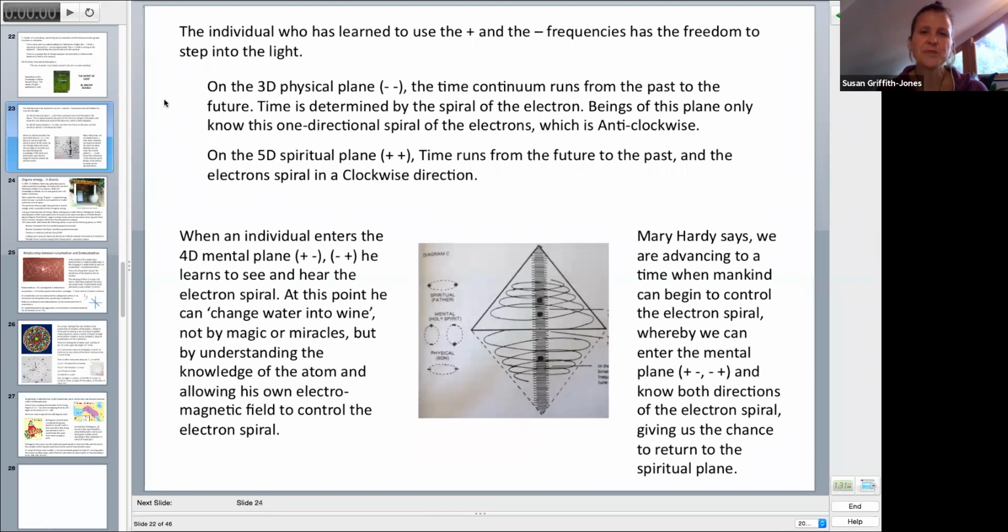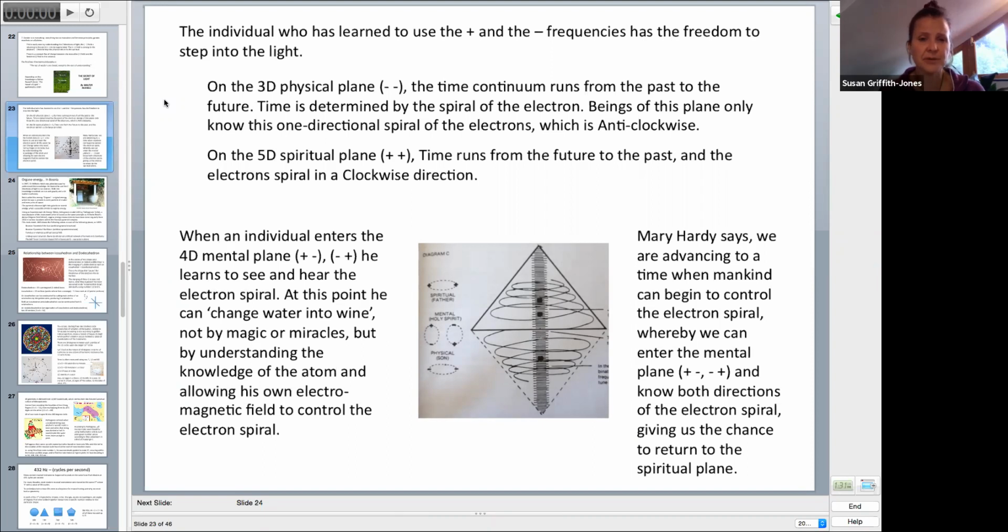So the individual who's learned to use the positive and negative frequencies has this freedom to step into the light. I think this is really the bottom line, the nutshell of this conversation. On the 3D physical plane, the negative plane, the time continuum runs from the past to the future, and time is determined by the spiral of the electron. Beings of this plane only know this one-directional spiral of the electrons, which is anti-clockwise.